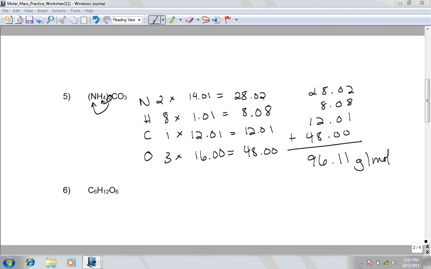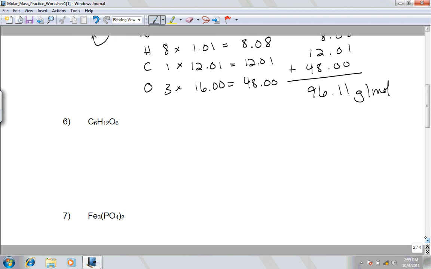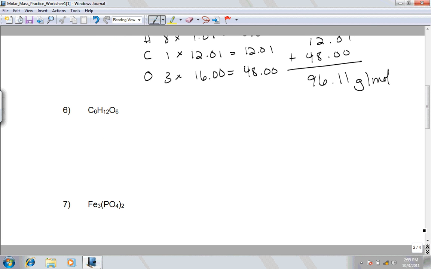Okay, we are now going to do the second half of the worksheet, and we're starting off with number 6, and we're going from 6 to 10. So, the first one, number 6, we have carbon, hydrogen, and oxygen. We have 6 carbon, we have 12 hydrogen, and we have 6 oxygens.